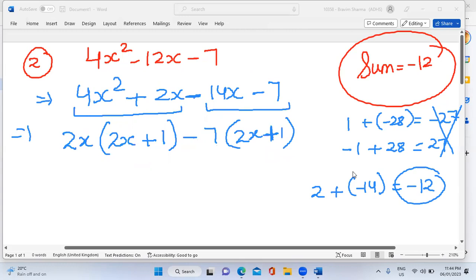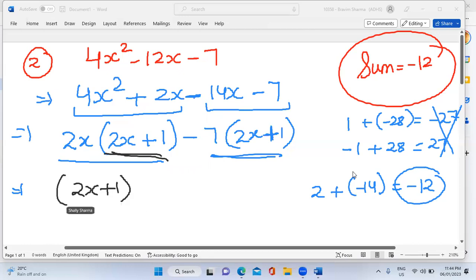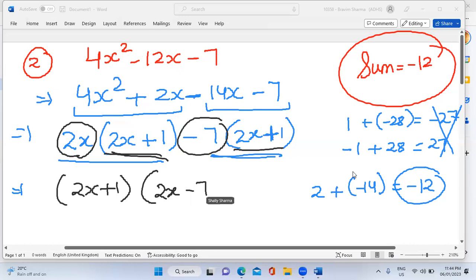Now, if we look here, we have two terms again. And from these two terms, 2x plus 1 is a common part. So I will take 2x plus 1 common. And what I'm left with is 2x from the first term and negative 7 from the second term. So this is the solution.